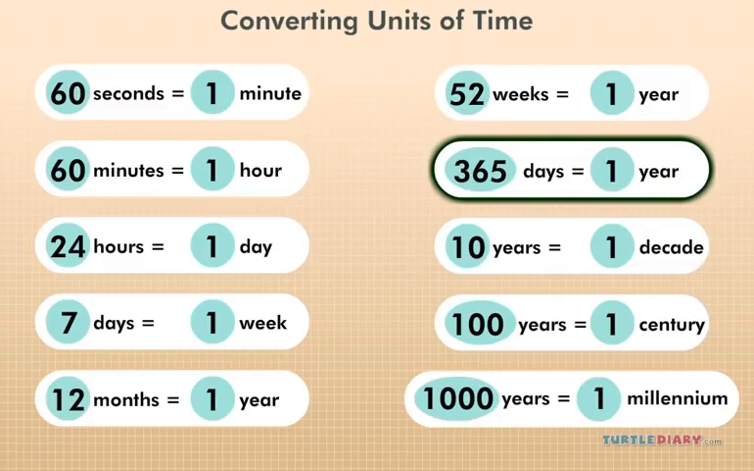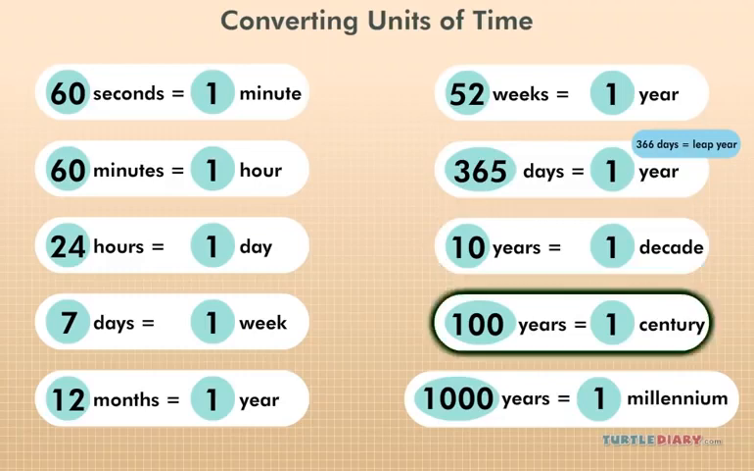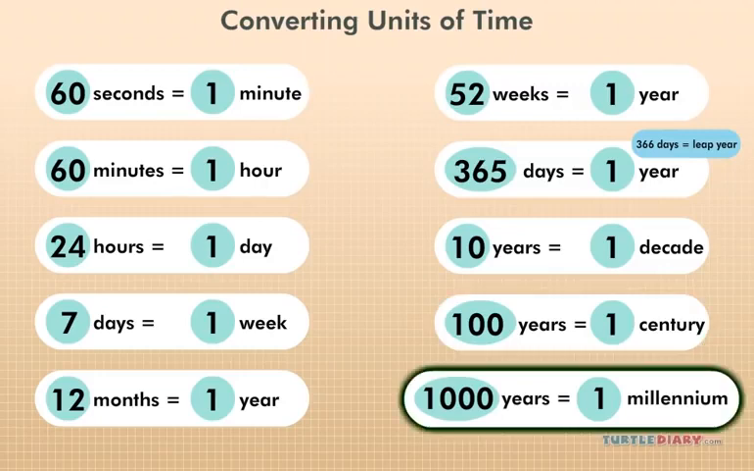365 days equal 1 year. 366 for leap years. 10 years equal 1 decade. 100 years equal 1 century. 1,000 years equal 1 millennium.